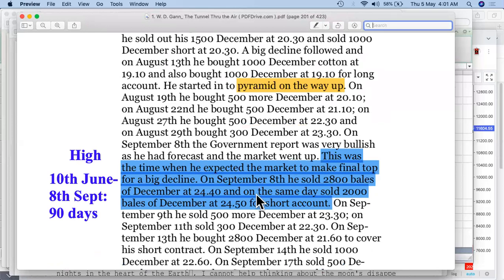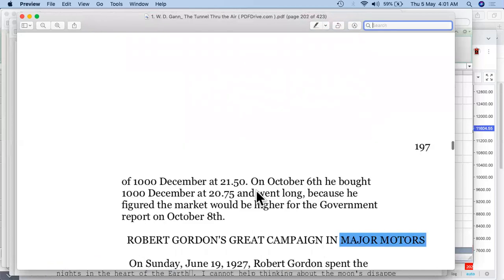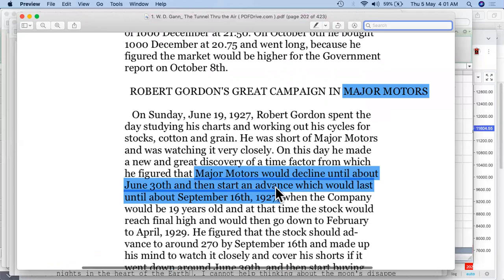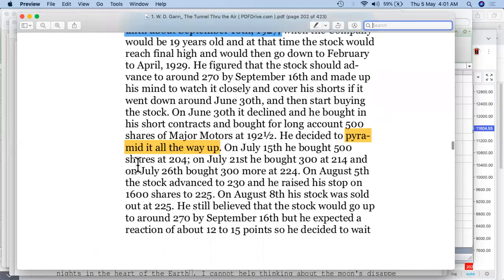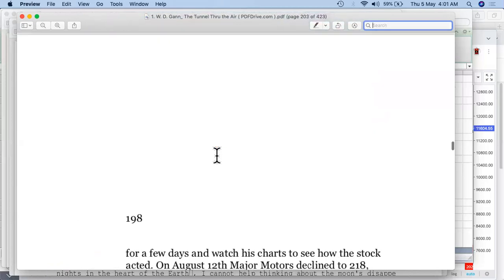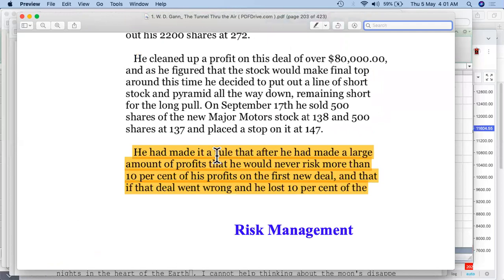Whenever he expected the tops or the highs, this has all been given. So this is all for the cotton cycle, which you have seen. Again, in the major cycle, if you see, he has talked about the highs and lows part, right? Again, pyramiding it all the way up, right? This has all been specifically given. He talks about a very specific thing. This is related to the risk management part.